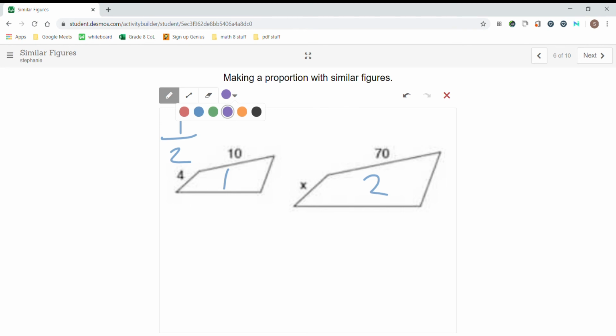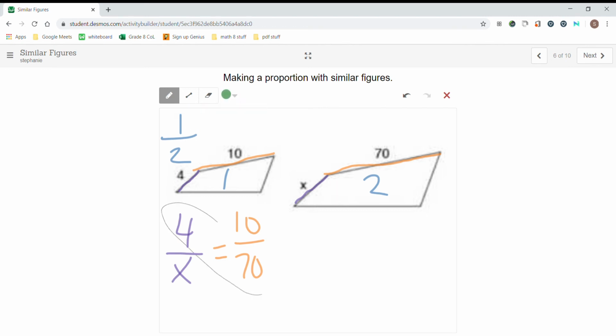So in this case, this side here, 4, will match with x. So I will have 4 over x. 10 will match up with 70. So I have equals 10 over 70. So now the next thing I have to do, cross multiply and divide. So we need to make our x. So I'm going to use 4 and 70 and x and 10.